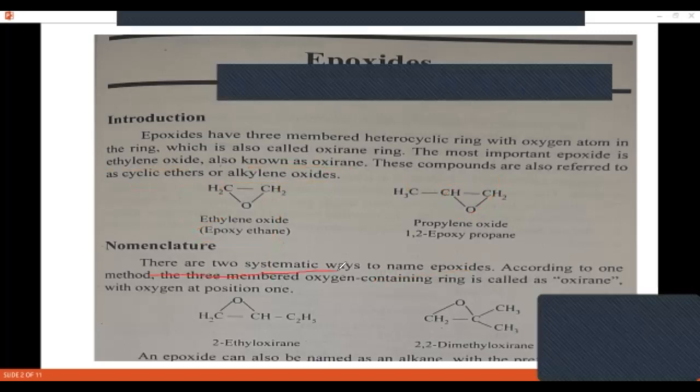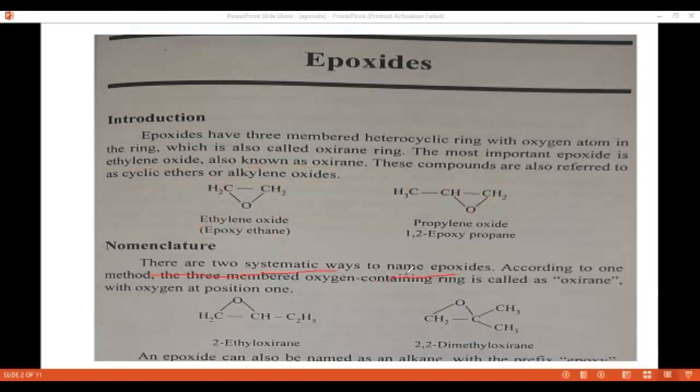There are two systematic ways to name epoxides. According to the one method, the three-member oxygen-containing ring is called an oxirane, with oxygen at position 1. The numbering starts from 1, from the oxygen.